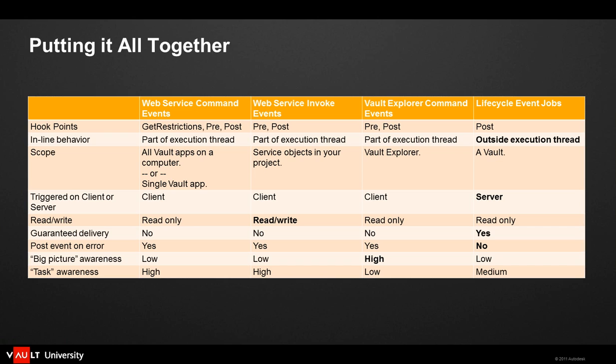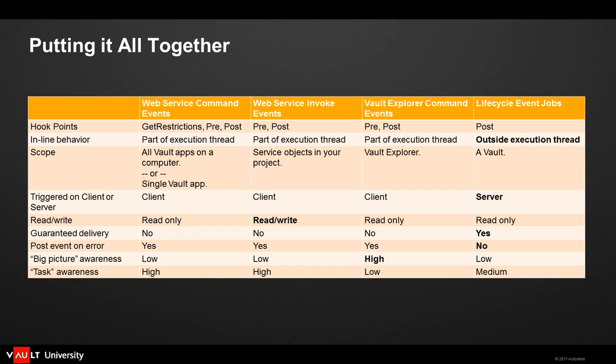Let's see, on the bottom I talk a bit about big picture awareness versus task awareness. What I mean by big picture awareness is, what's the user actually trying to do? What's the operation? Is it a copy design, right? I see all these files being added in. Is it because copy design's going on, or is it because they just dragged and dropped a file, or what? For most of these event types, you don't really know that. You just know that a file's being uploaded or something.